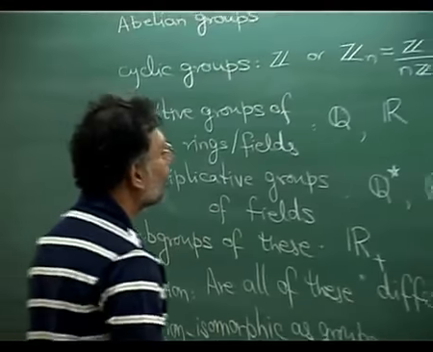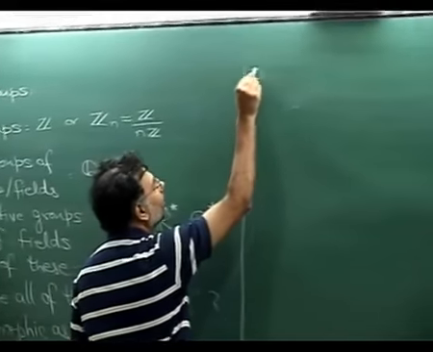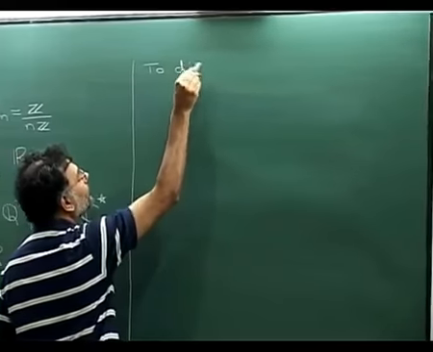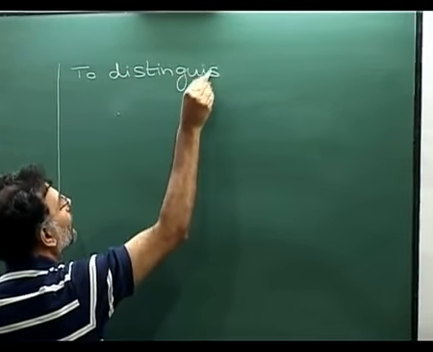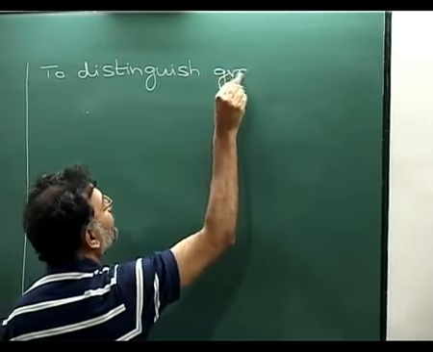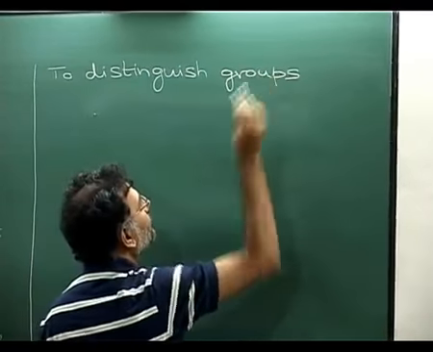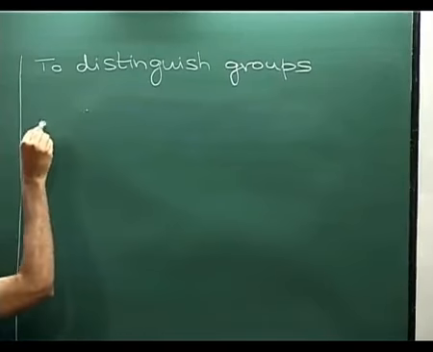So the first thing, to distinguish groups, is that we can consider, for example, cardinality.